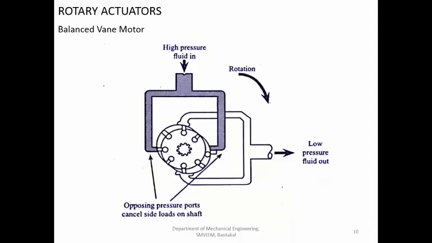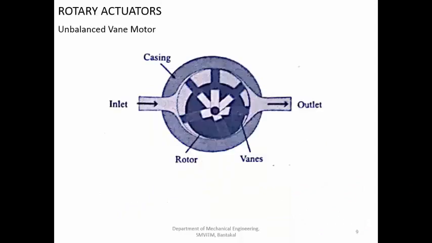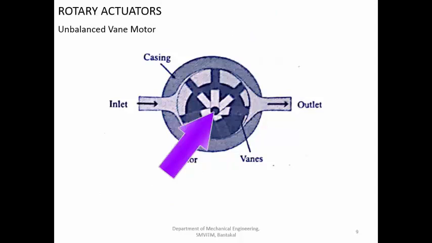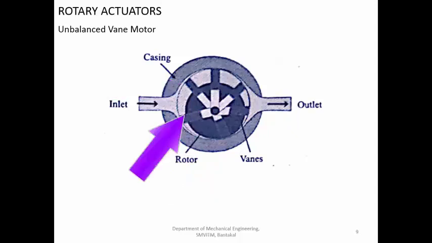Now you can see here, the casing is simply a cylindrical one. The rotor is also a cylindrical one. Their centers are not the same. If they are concentric, then there will not be any rotation because the area of the vane on one side will be equal to the area of the vane on the other side. So there is no net force generated. The rotor will simply remain static.